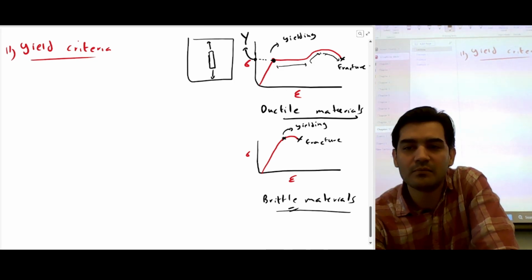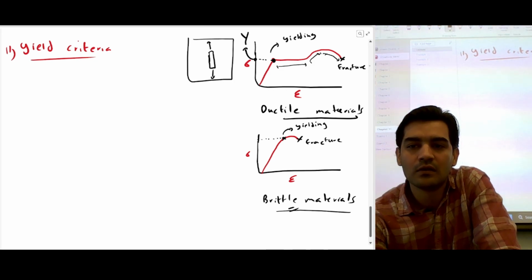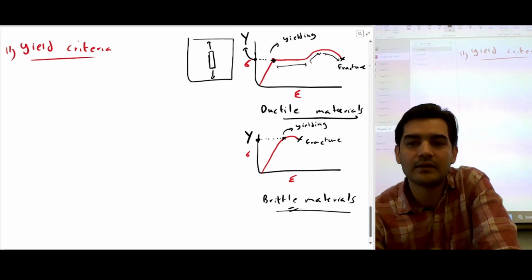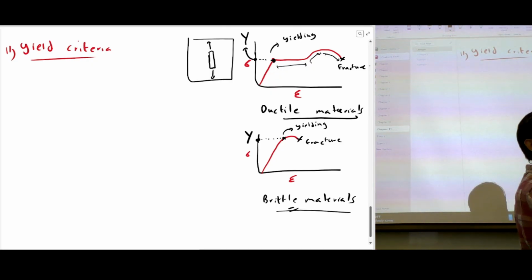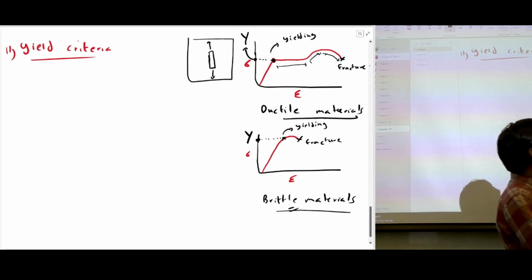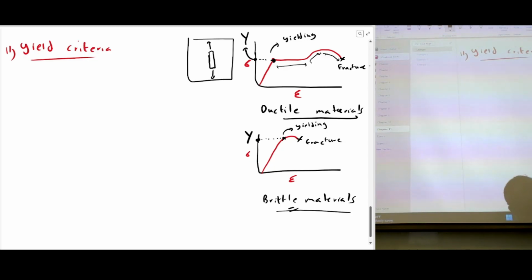And if it's a brittle material, it will yield at this point. So for all the materials, we already know what the yield stress is. If you extract a given material, put it in a machine, and do this uniaxial loading test, you will know when yielding will happen.